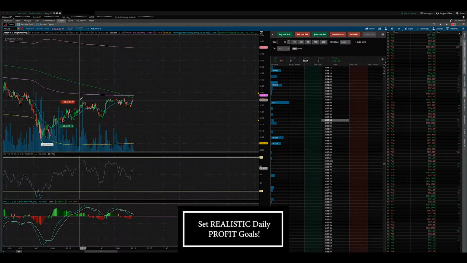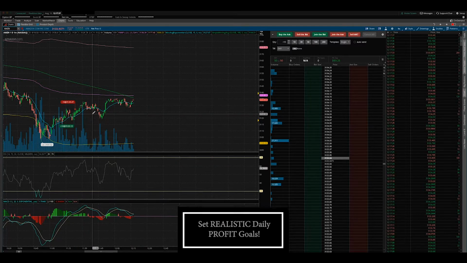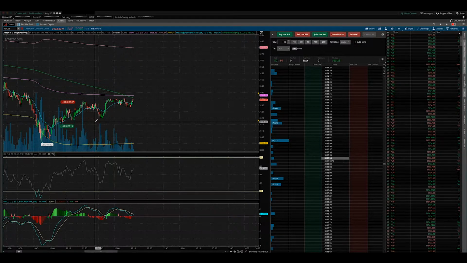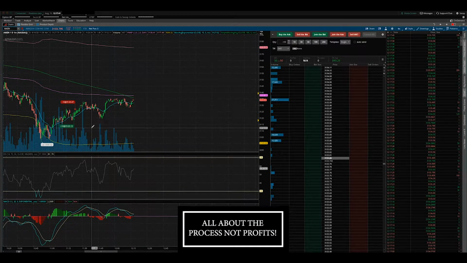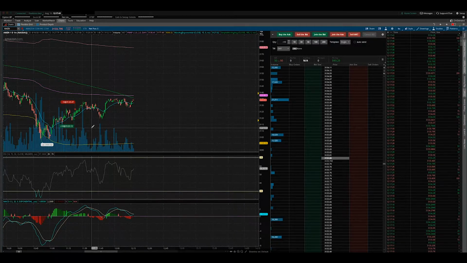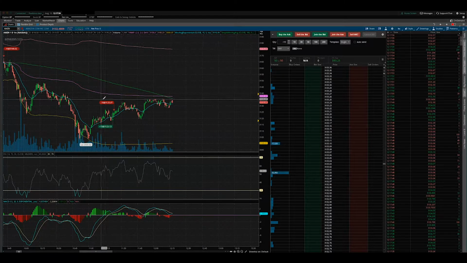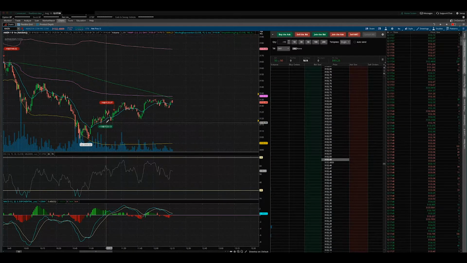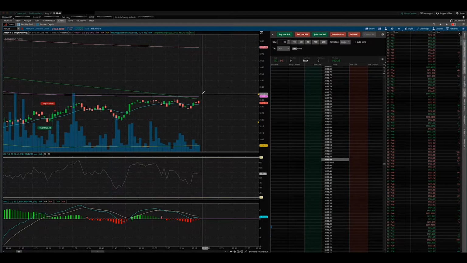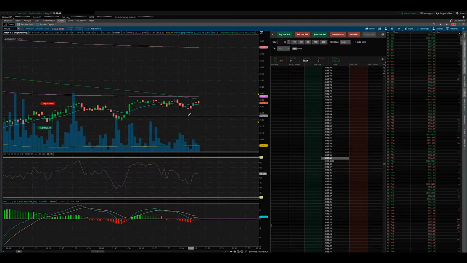Sure, I could have waited a little bit more, but we're not greedy. It's all about the process, not the profit. As long as you have a working strategy that works for you, this is just my strategy. I usually do 10 shares per trade, so that's around $30,000, and I just lock in my profits and call it a day. As you can see, the market is actually still open. It's like lunchtime right now. I'm pretty much finished trading for the day. So yeah, I just wanted to share that with you.